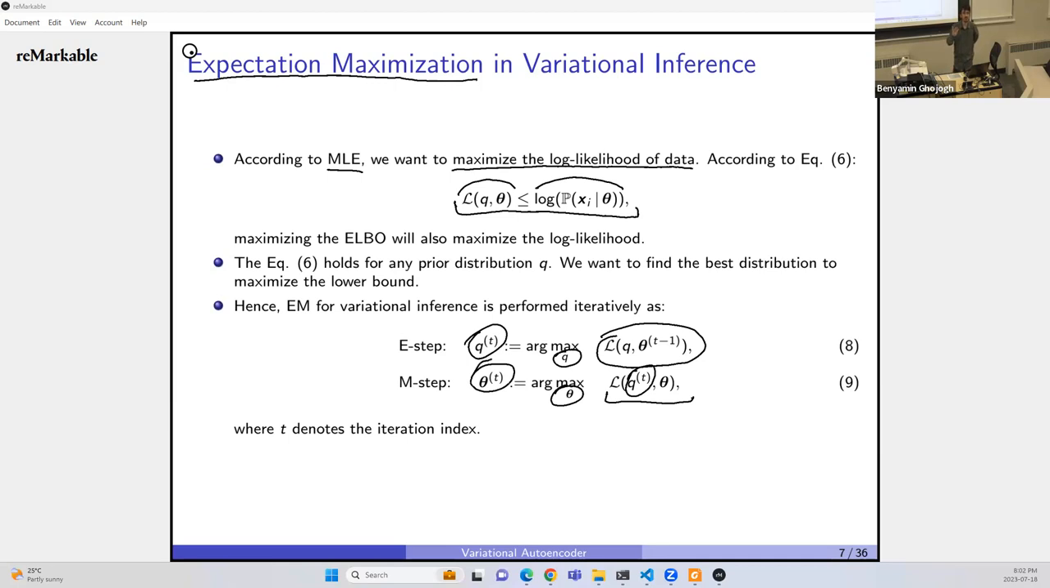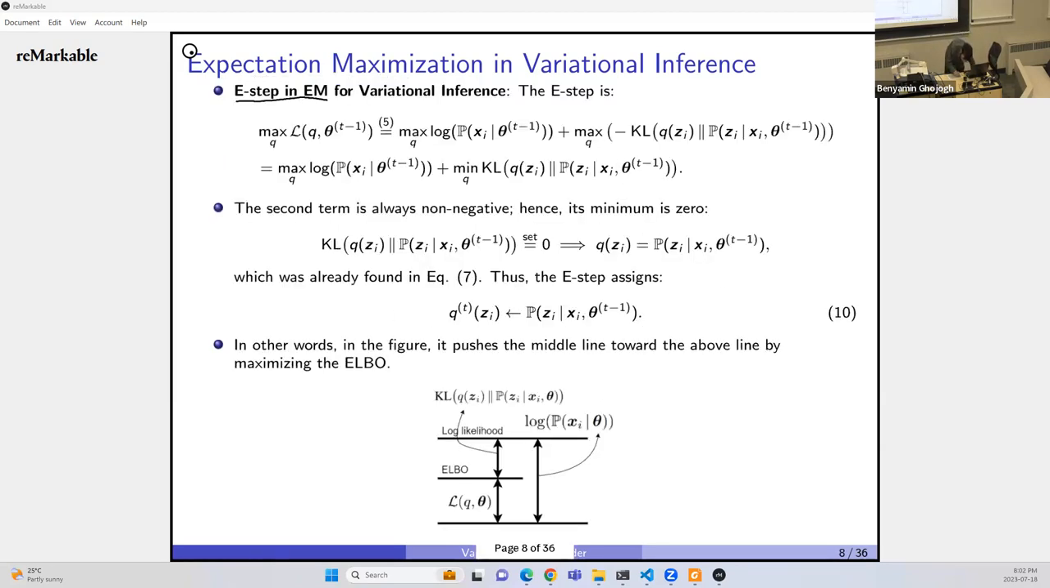Then I repeat this procedure until convergence, right? I repeat these two steps until convergence. That's exactly called the expectation maximization algorithm. So this is the E step in expectation maximization for variational inference. What I'm talking about is called variational inference.